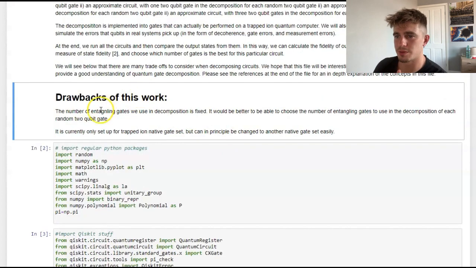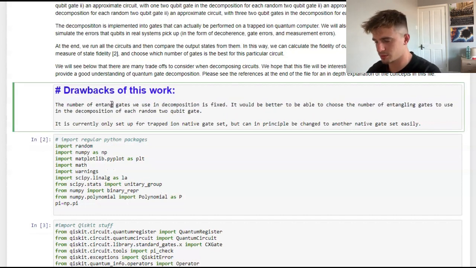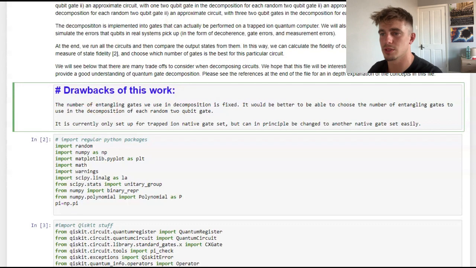So this work isn't perfect, and one thing that is wrong, that's a spelling mistake.